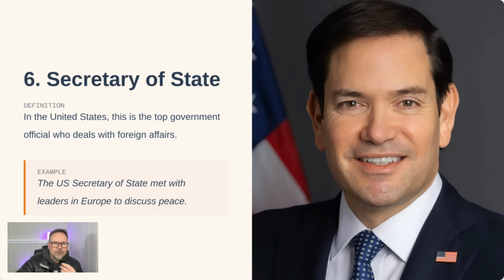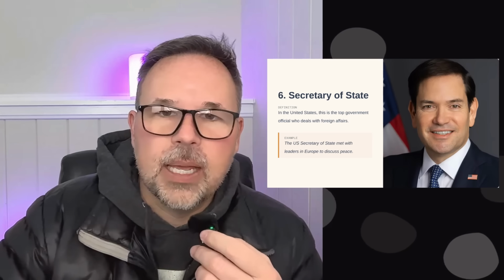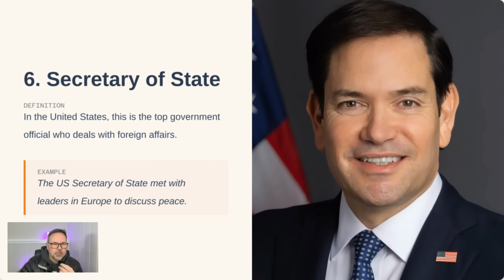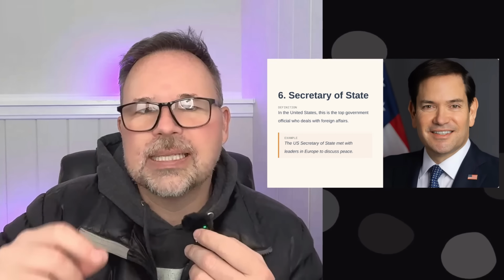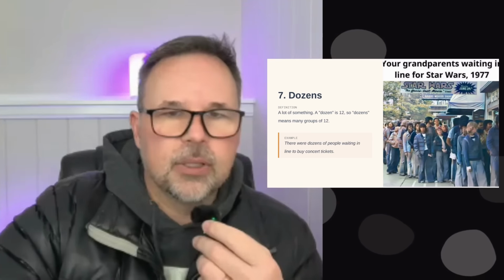And here we have the American version, the Secretary of State. That man, his name is Marco Rubio. And the definition is pretty much the same. In the United States, this is the top government official who deals with foreign affairs. So other countries, not domestic affairs that would be inside a country or inside the United States. The US Secretary of State met with leaders in Europe to discuss peace. We need some peace right now, don't we?